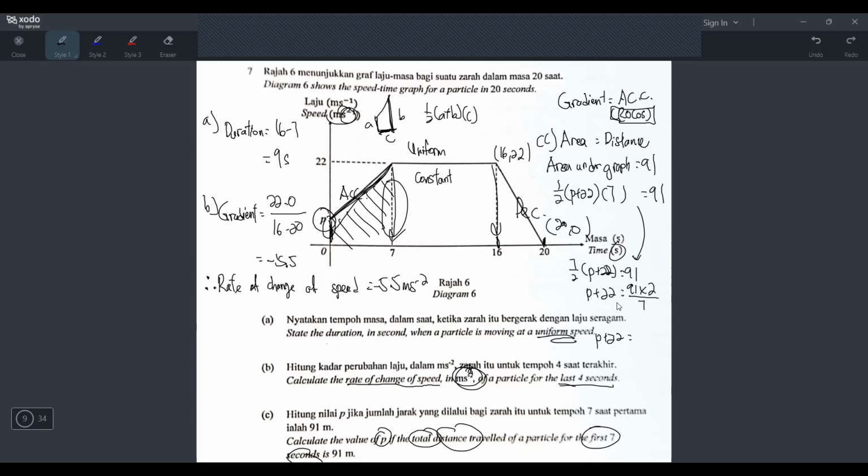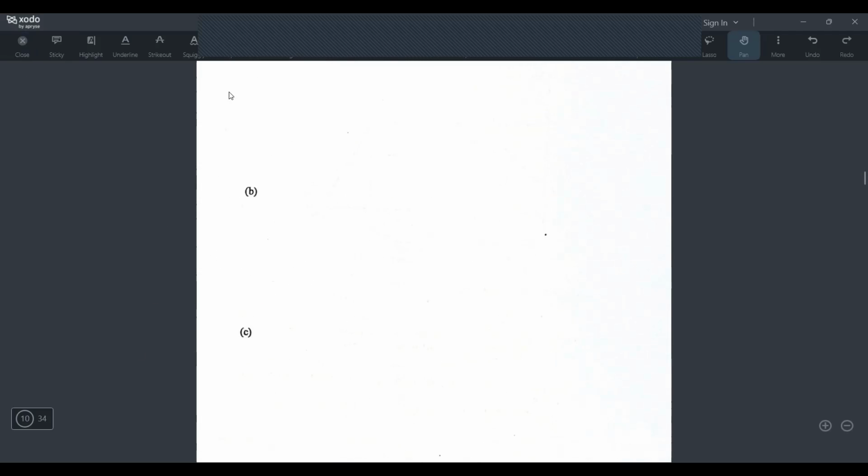Okay, my calculator gives me 26. So I can find my P now, which is 26 minus 22. I get 4. P is speed, so I have to write m s to the power of minus 1. So this is my P, the value of P.